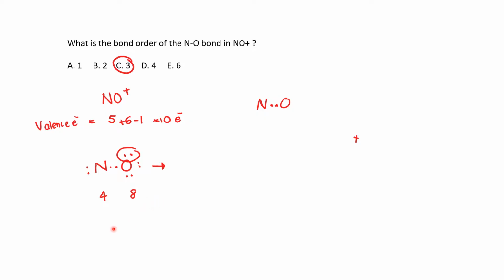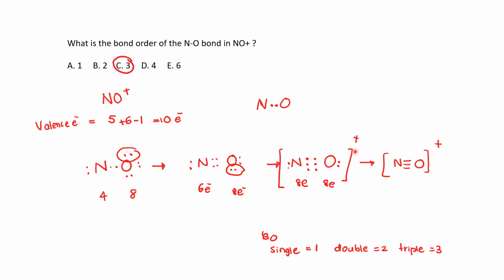Oxygen is good in this case, but nitrogen is not. So we take this lone pair and make another bond. We count the valence electrons again. Oxygen has 8, but nitrogen has only 6. So we take this pair of electrons and make another bond. We count the valence electrons: nitrogen has 8 now, and oxygen has 8. Since this is a positive ion, we put brackets and a positive charge. If you have a triple bond, your bond order is 3.